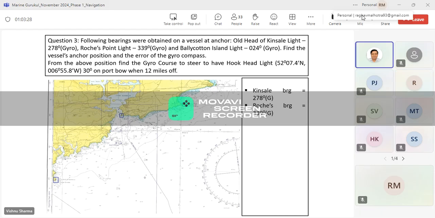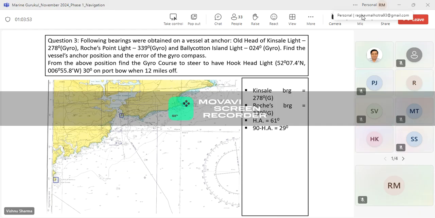Now tell me guys, what is the horizontal angle between Kinsale and Roche's? The bearings are on display. 61. Is he right, guys? Yes, sir. 61. Okay, then what is the next thing we'll find? 90 minus horizontal angle. How much is that? 29. Very good.